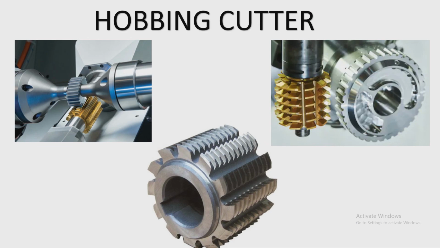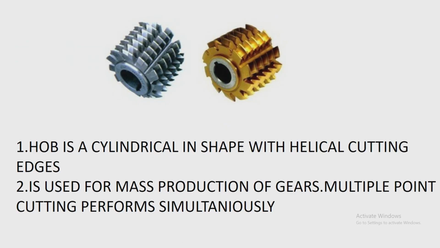Next is the hobbing cutter. A hob is cylindrical in shape with helical cutting edges. It is used for mass production of gears. Multi-point cutting is performed simultaneously.